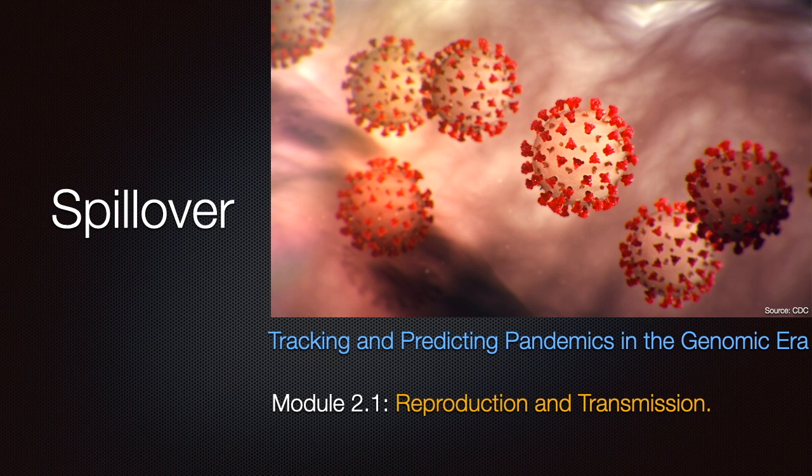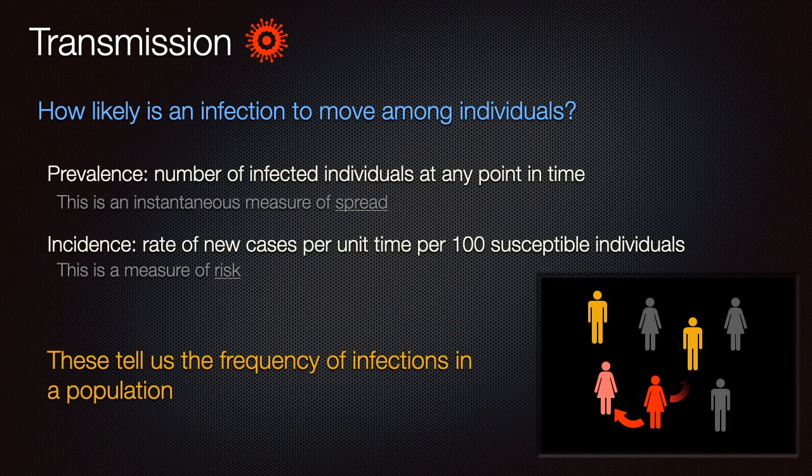This is Module 2.1, Reproduction and Transmission. There are several pressing questions that we try to answer, both during an outbreak and in its aftermath. One of those questions is how likely an infection is to spread or move among individuals in a population.